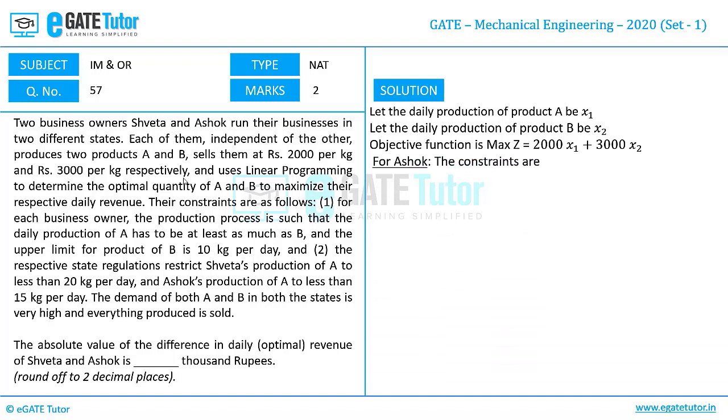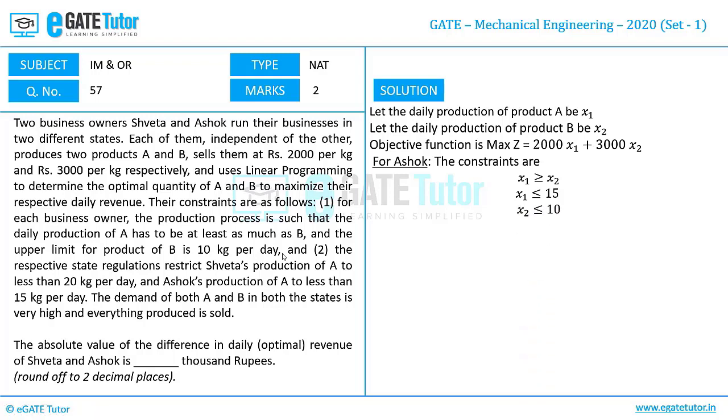First let us concentrate on the constraints of the business owner Ashok. The first constraint is, it is given that the daily production of A has to be at least as much as B. So that gives us x1 is greater than or equal to x2 as a first constraint. Second constraint says that Ashok's production of A is less than 15 kg per day. That gives us x1 is less than or equal to 15. And the third constraint is the upper limit of production B is 10 kg per day. We have x2 less than or equal to 10.